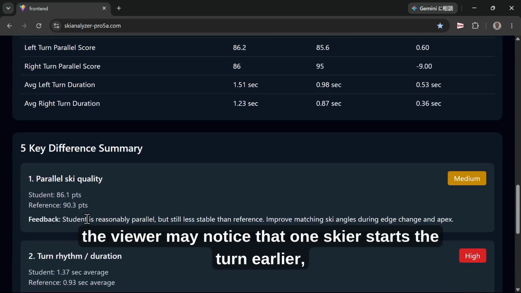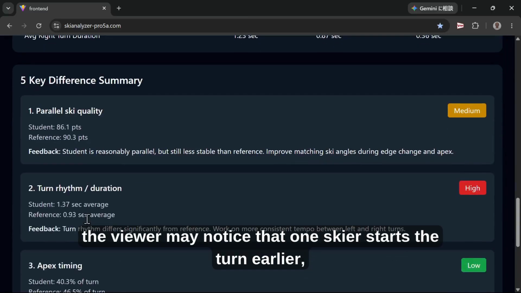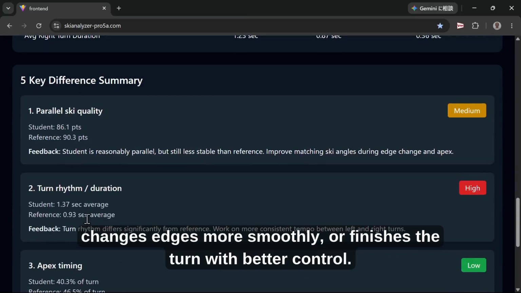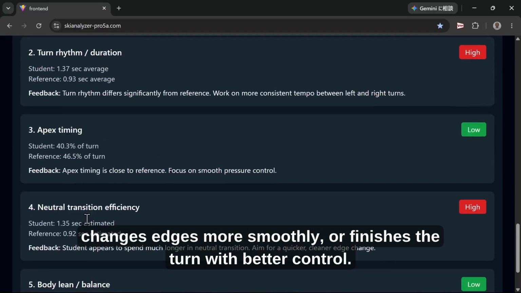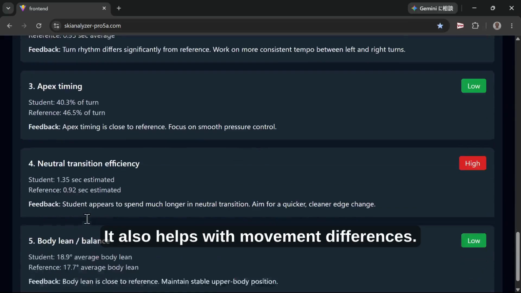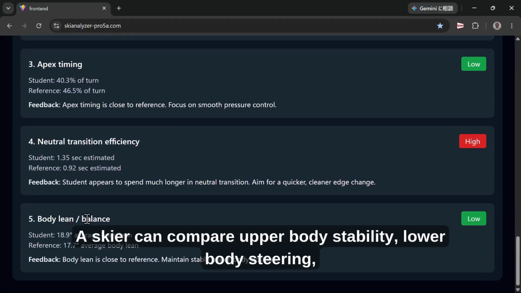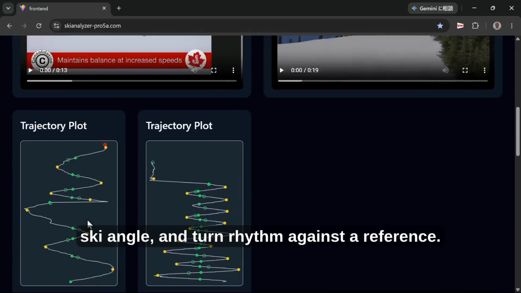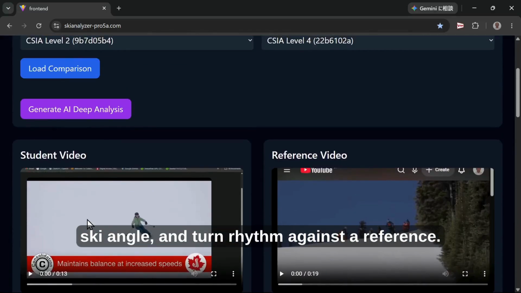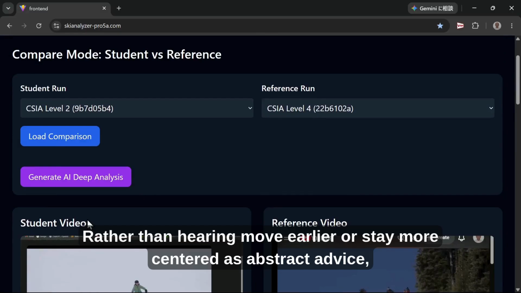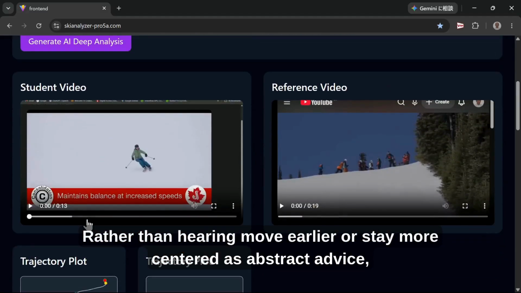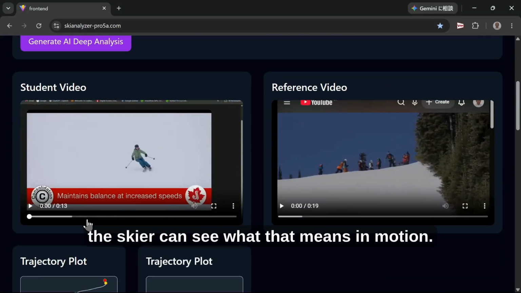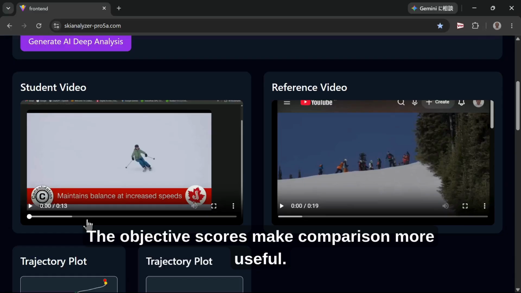For example, the viewer may notice that one skier starts the turn earlier, changes edges more smoothly, or finishes the turn with better control. It also helps with movement differences. A skier can compare upper body stability, lower body steering, ski angle, and turn rhythm against a reference. Rather than hearing "move earlier" or "stay more centered" as abstract advice, the skier can see what that means in motion.